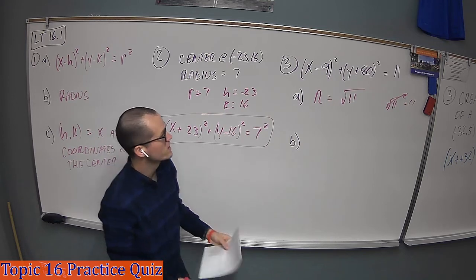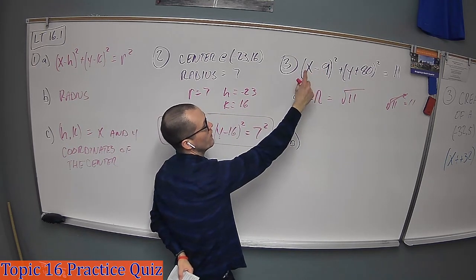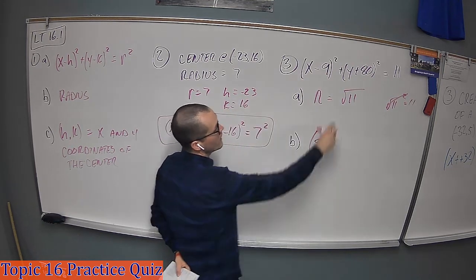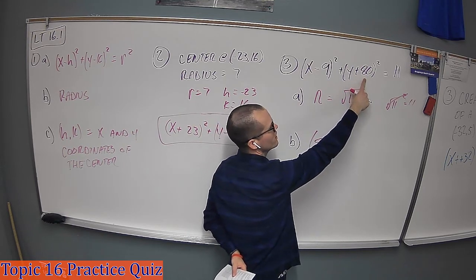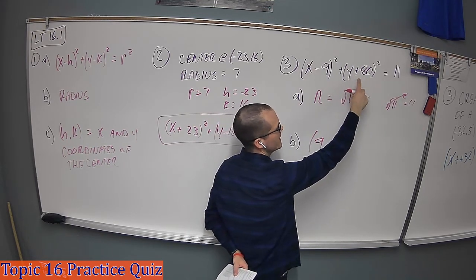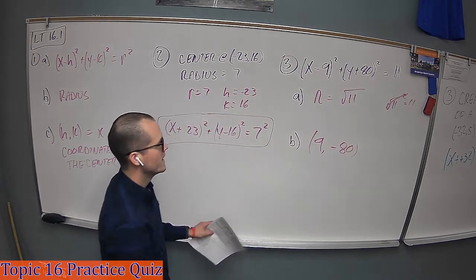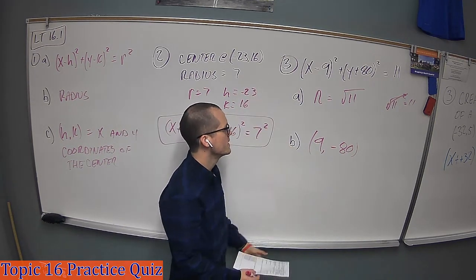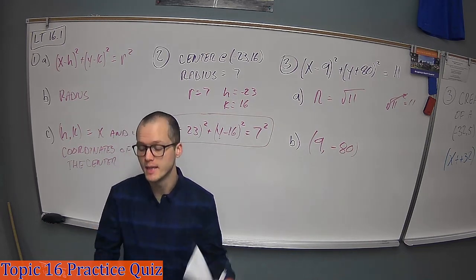Okay, coordinates of the center. That's where we just look at our h and we look at our k. This is always in the form of x minus h, so that means the h value is 9. And this is in the form of y minus k. Well, this is a positive number, so it's actually y minus negative 80. So the y coordinate of our center is at negative 80. So it goes over a little bit on the x-axis, and it drops way down to negative 80 on the y-axis. All right, I'm going to pause this, reset it up again for the next questions.